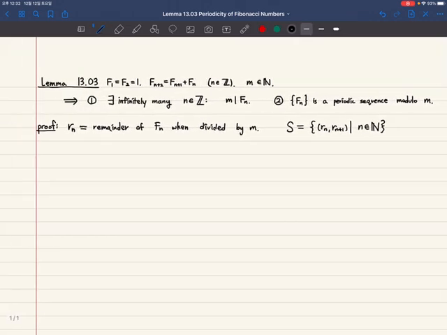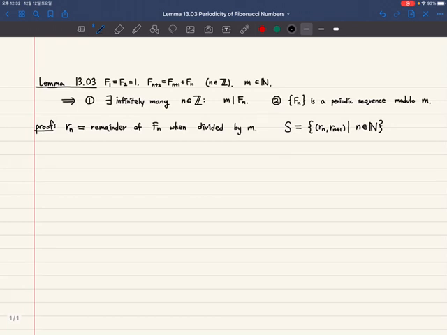Now what we have to note is that the size of the set S is less than or equal to m squared. This is because in modulo m, there can only be m different remainders. So for the combination of two of those remainders, the maximum is m squared. So the size of the set S is at most m squared.